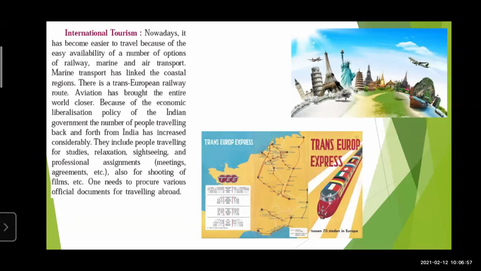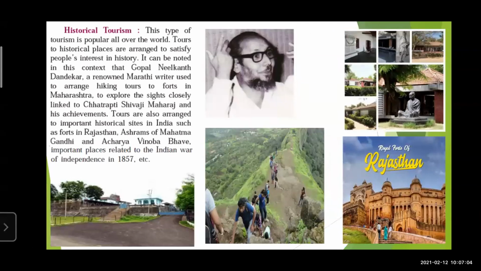So this was about international tourism. That's one type of tourism. Then next we have historical tourism. Now this type of tourism is popular all over the world. Tours to historical places. Now historical, the word itself says it's related to history or historical places. So tours to historical places are arranged to satisfy people's interest in history.